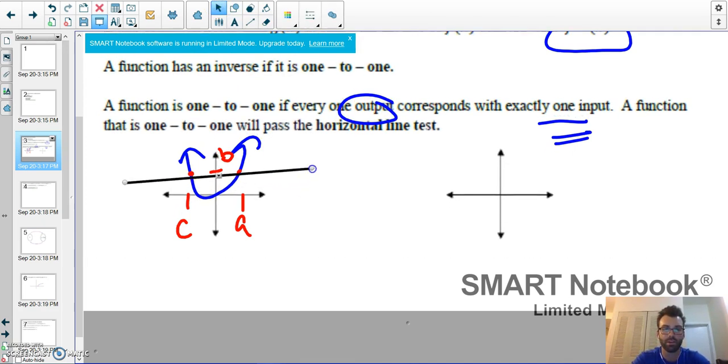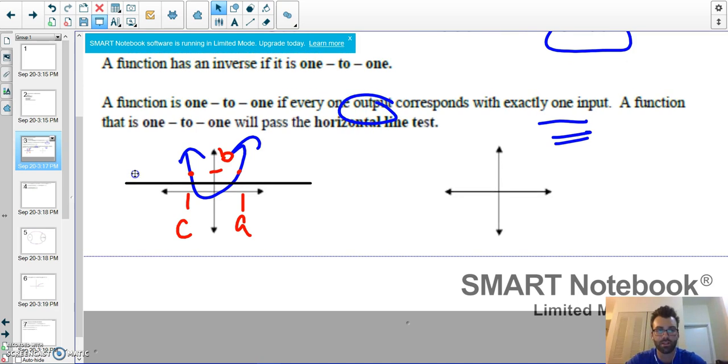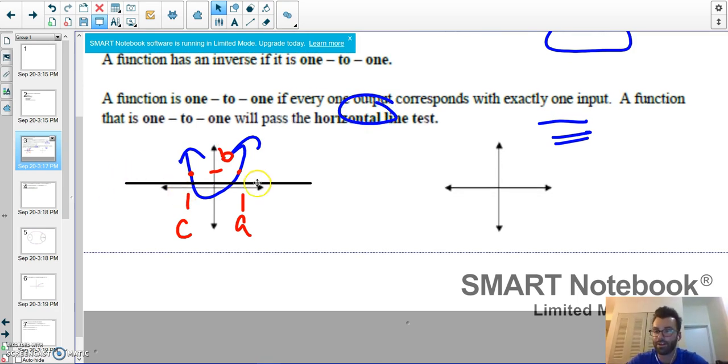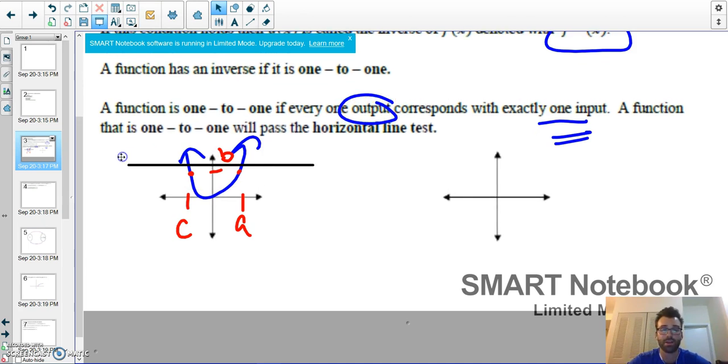If you look here, maybe that could actually work. Okay, definitely not. If I click and drag this, wow, how about that? My function hits that horizontal line twice. So the rule where one output can only correspond with exactly one input does not hold true here. If we were to find the inverse of this function, we need to set some restrictions.